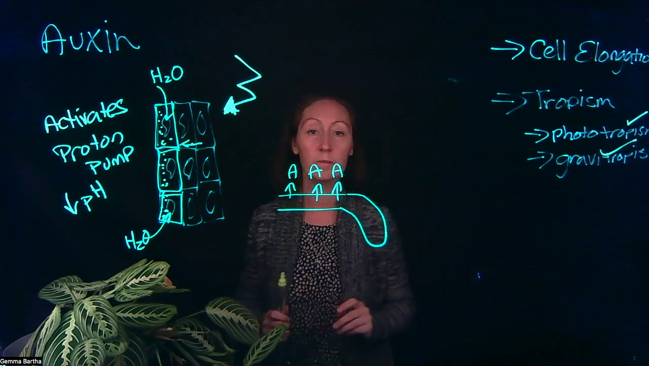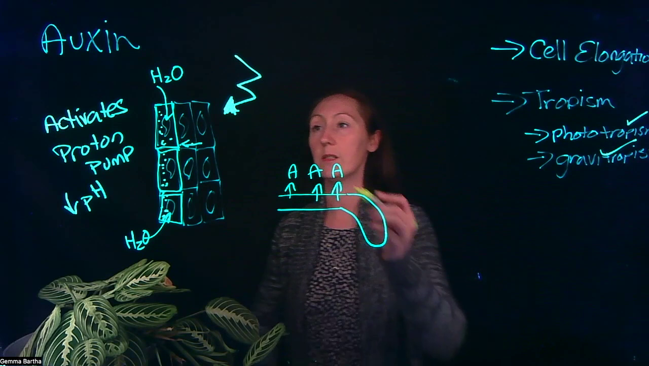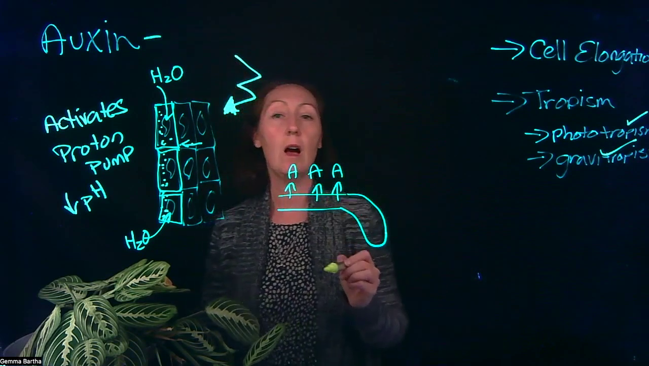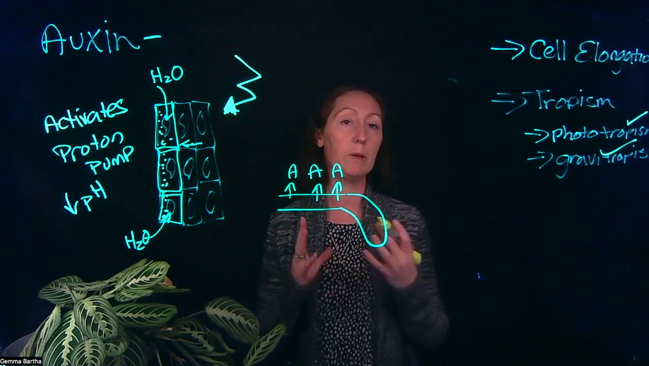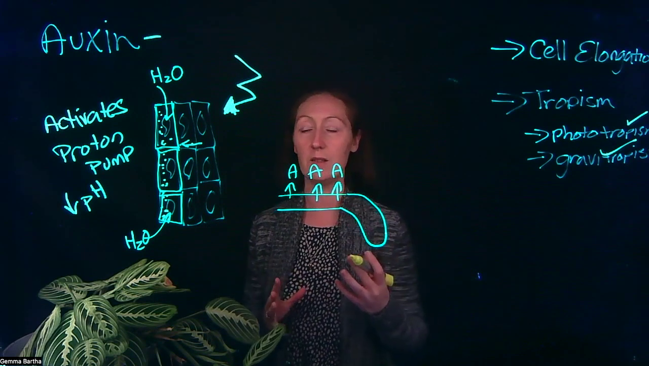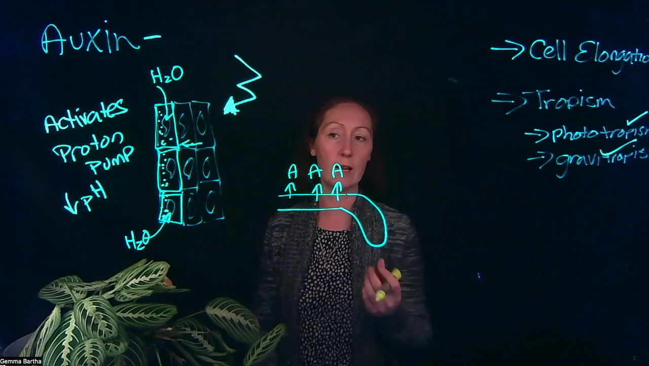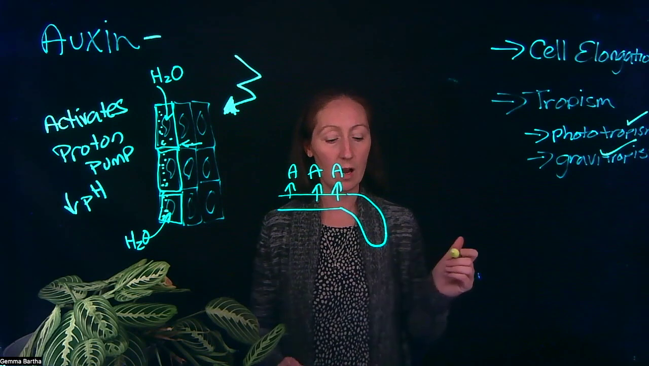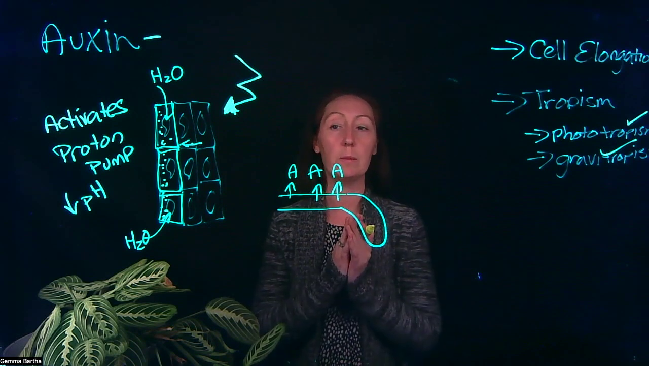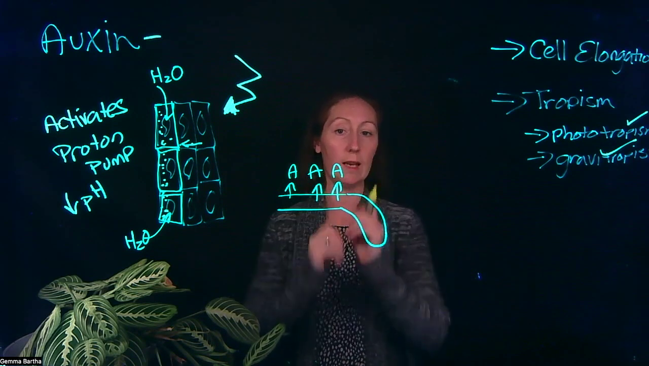Okay. The other thing that I want you guys to know about is that a lot of the times you have a buildup of auxin in the meristematic tissue, right? So that apical meristem. And that's going to allow the plant to go straight up.